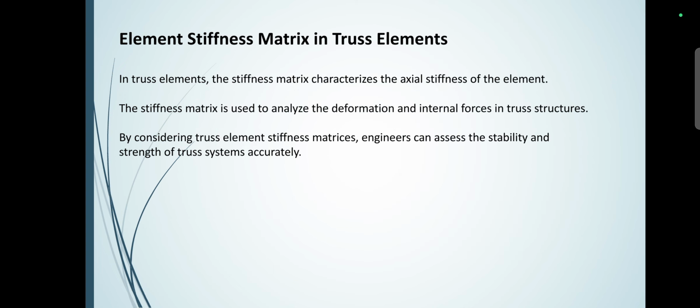Element stiffness matrix in truss elements. In truss elements, the stiffness matrix characterizes the axial stiffness of elements. The stiffness matrix is used to analyze the deformation and internal forces in truss structures. By considering the truss element stiffness matrix, engineers can assess the stability and strength of truss systems accurately.